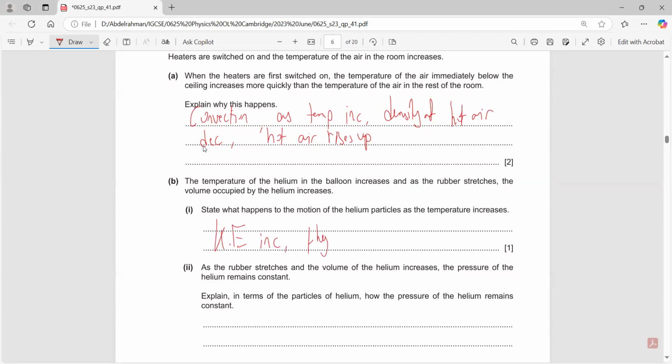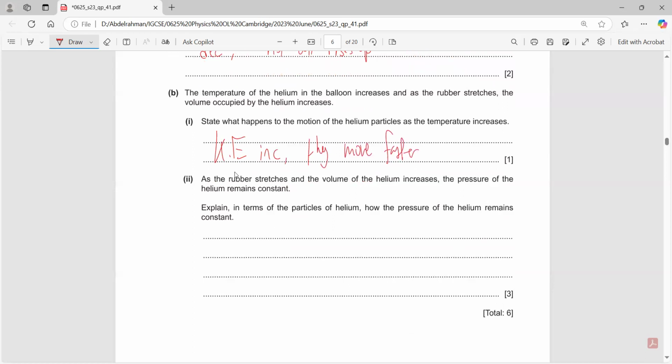They move faster. As the rubber stretches and the volume of the helium increases, the pressure of the helium remains constant.